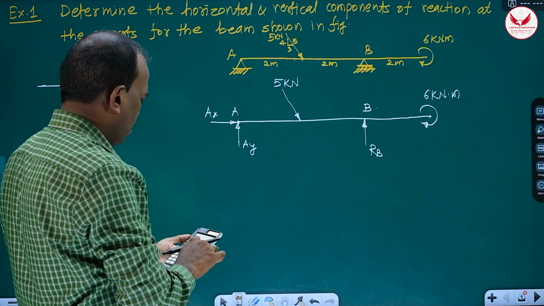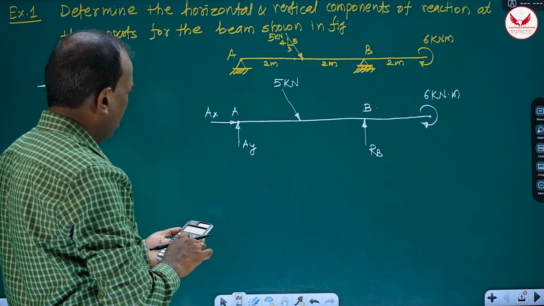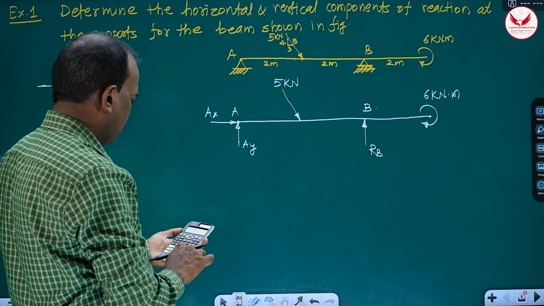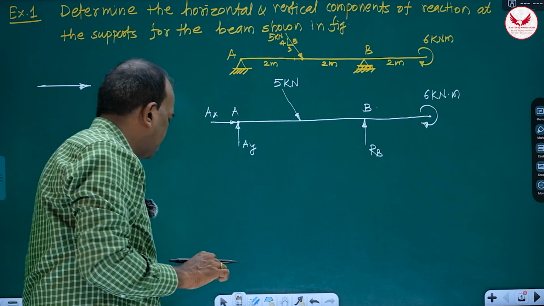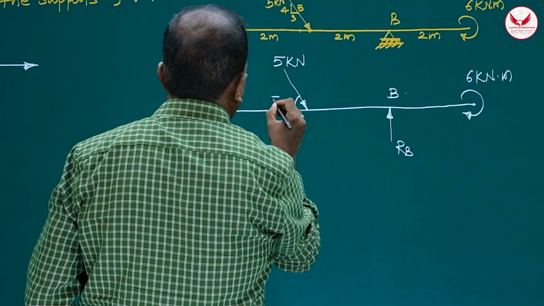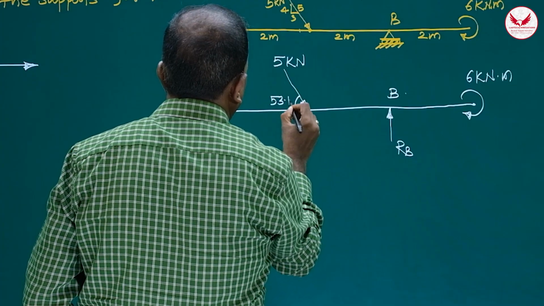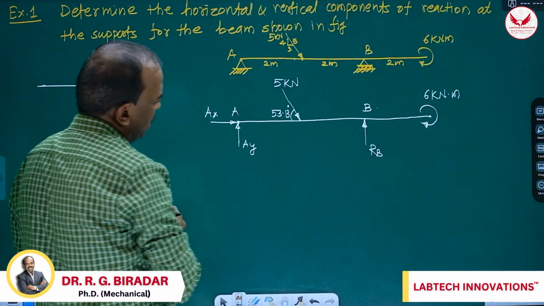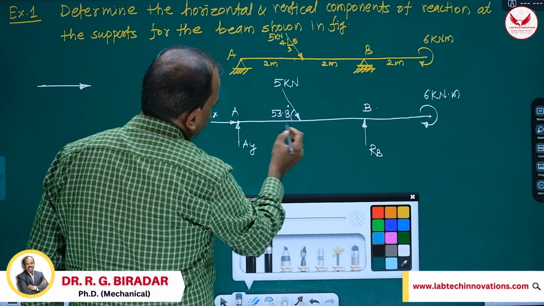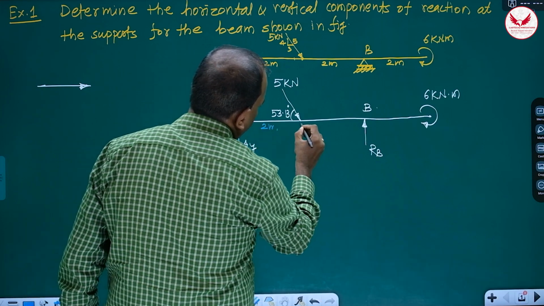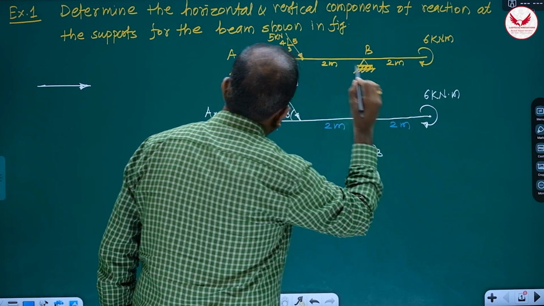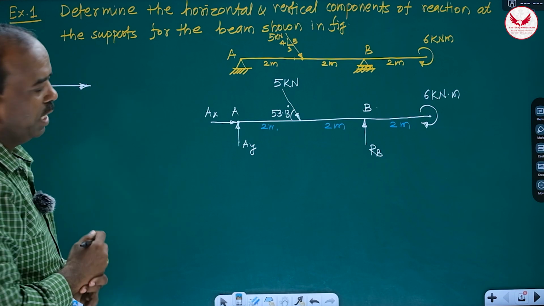Tan inverse of 4 by 3 is going to be 53.13. So this angle directly you can write, 53.13. This is the angle. Means in the free-body diagram you have to write the things like this. So this distance up to this, it is 2 meter. Again from this point to this point it is also 2 meter, and this distance is also 2 meter. So this is the free-body diagram.